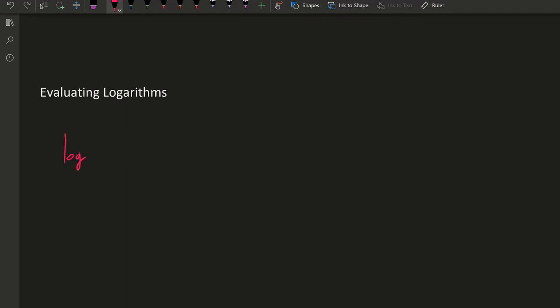Okay, evaluating logarithms, we would say something like this. Log base 3 of 27. So the question that we're asking there is 3 to the what power is 27? You can use your calculator and test a couple things until you realize, oh, 3 to the 3rd power is 27, so the answer would be 3.